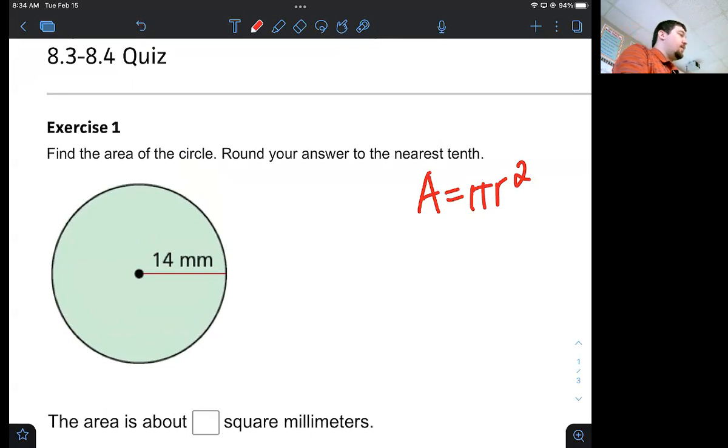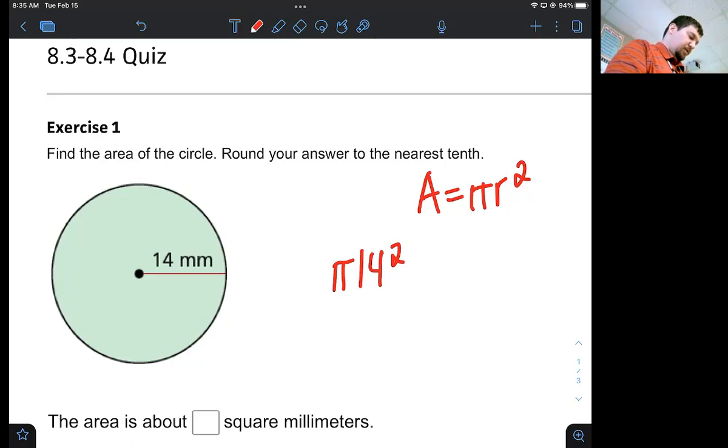So for number one, Maddie Cheeseman, is this 14 millimeters, the radius or diameter? Perfect. It's the radius. That's what we want. So we're going to do pi times 14 squared. Now, if you don't know what 14 squared is, you should have a calculator in front of you. 14 times 14 or 14 squared is 196. Remember that squaring a number does not mean timesing by 2.